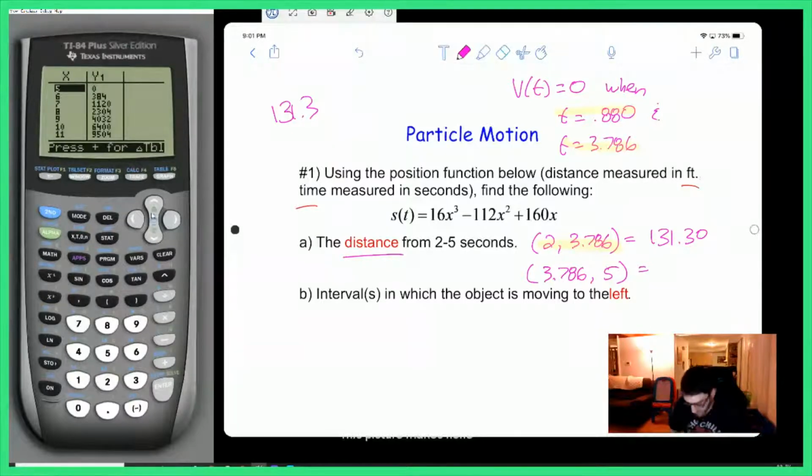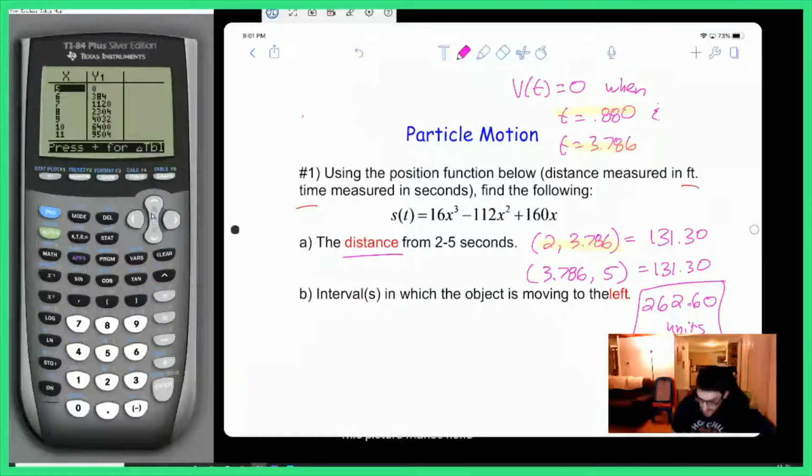That's another 131.30 units of distance, because of course I'm going from negative 131.3 up to 0. So I know that from 2 to 5, it went exactly 262.60 units. And we'll just circle that.